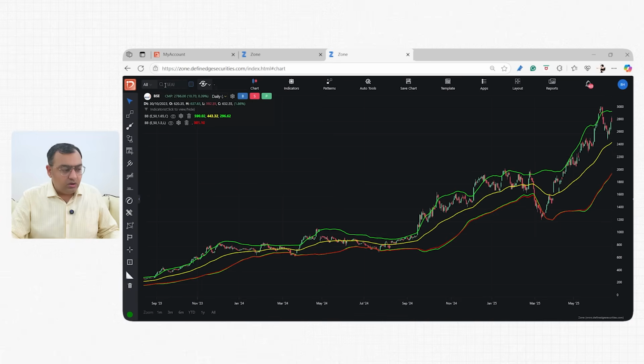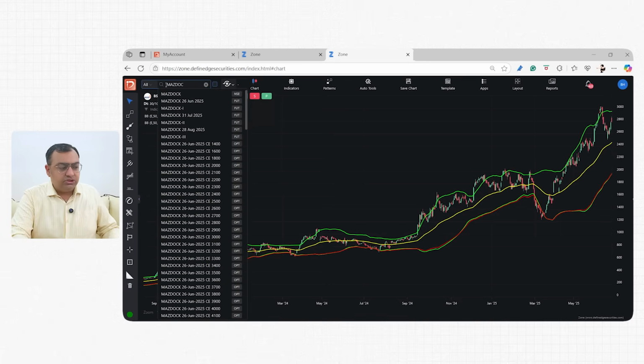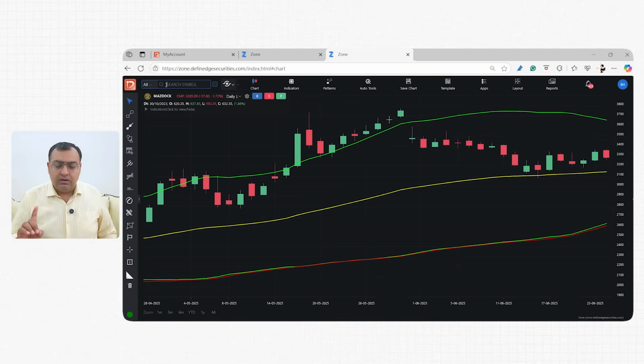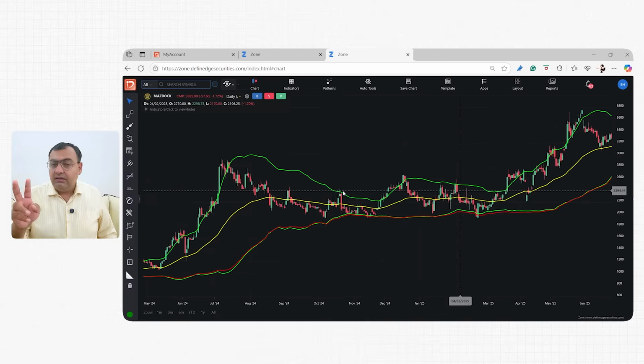Okay, we got Mazagon Dock. The interesting part of this strategy is it will keep on riding the trade. Okay, so when there is a strong trend developing in the stock, this will definitely help you out. Okay, second thing you have to look at in this kind of strategy is when there is a squeeze happening over here and there is a new rally over here.